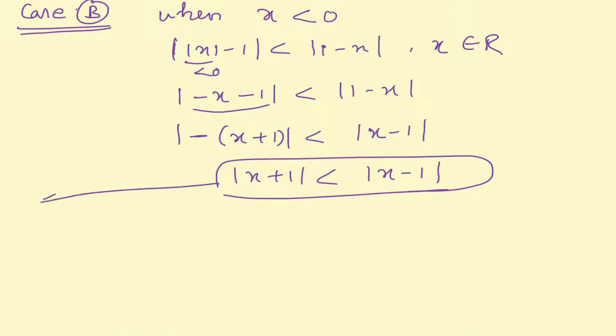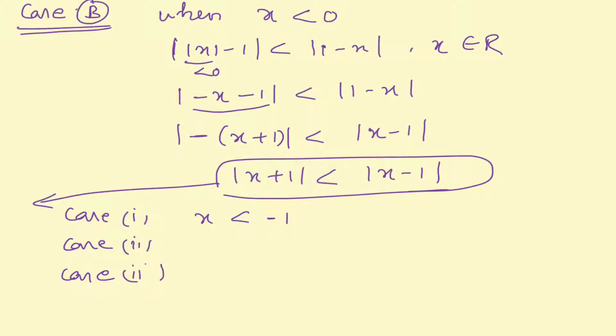On this we are now going to form three cases, that is case 1, case 2 and case 3. What will be case 1? When x is less than minus 1. Case 2 is when x is greater than or equal to minus 1 and less than 1, and case 3 is when x is greater than or equal to 1. Three cases will be there.